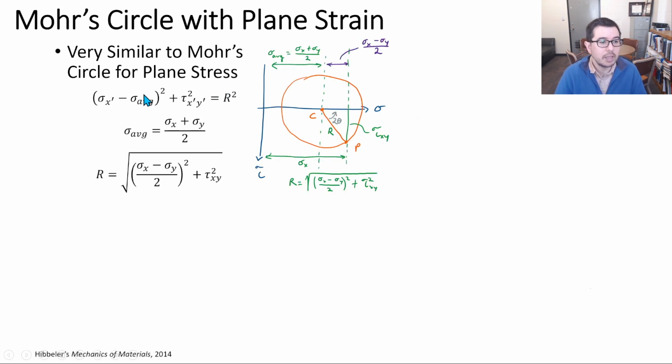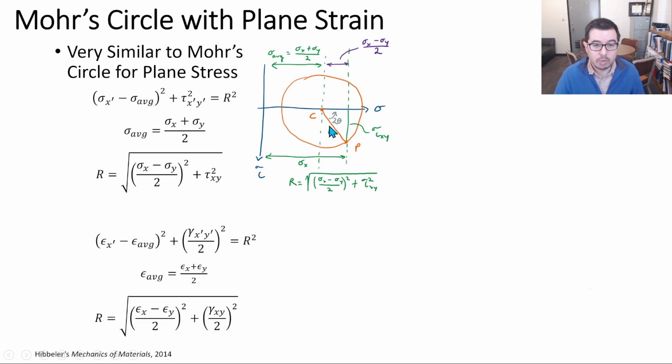So we have the idea that we're going to figure out where the center of the circle is based on the average of the normal stresses. We're going to figure out where the point of location is based on sigma x, comma, tau xy. We're going to figure out what the radius is, using the hypotenuse between the center point of the circle and the point that we're interested in. And then we can look at what happens as we apply rotation to the element. And that corresponds to 2 theta rotation on Mohr's circle.